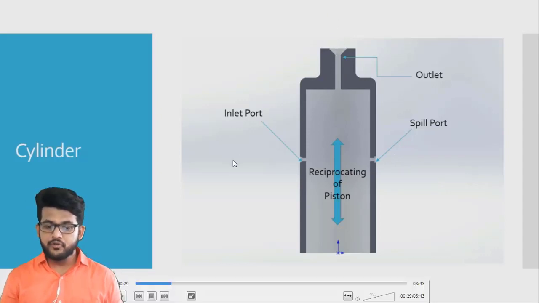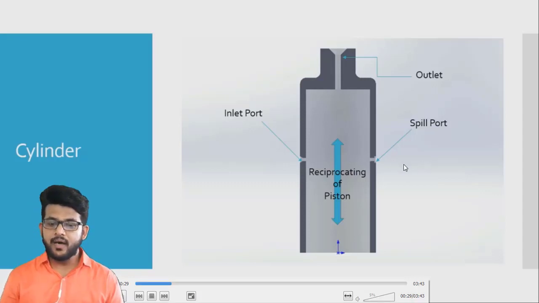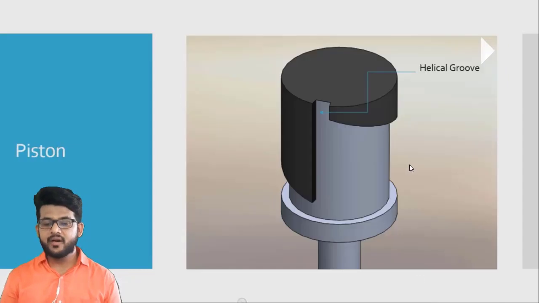So what is happening? The fuel port will be opened, so it will take in fuel. The plunger inside the cylinder will push fuel towards the outlet, and whatever extra fuel is there will come directly outside from this spill port. Fine. Now I will show you how it works and what the different parts are.